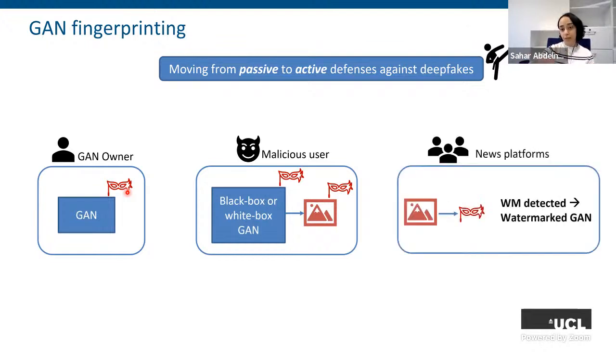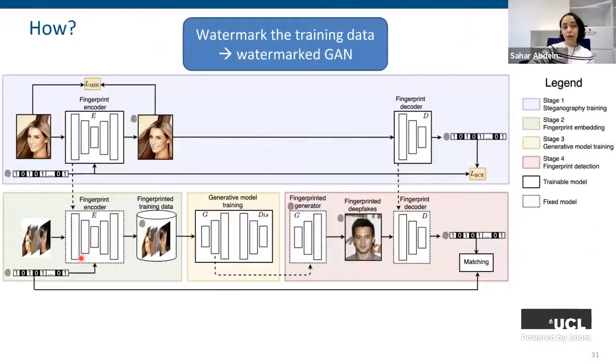And finally, similarly, the news platforms should now have a way to cooperate with owners through some regulation entities in order to be able to detect the watermark. And if we can detect the watermark, we can attribute it to the specific GAN model that we know has this watermark. So you might be wondering, how can we do this for GANs?